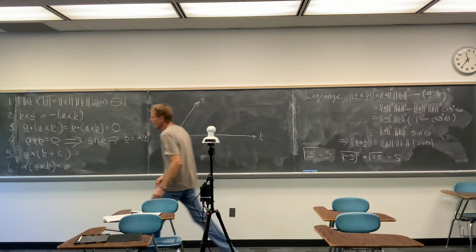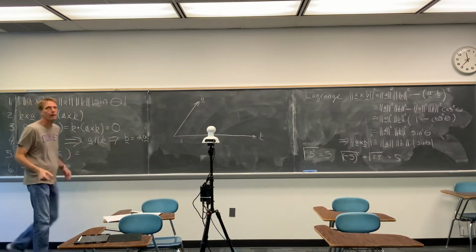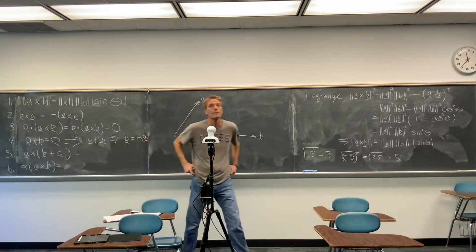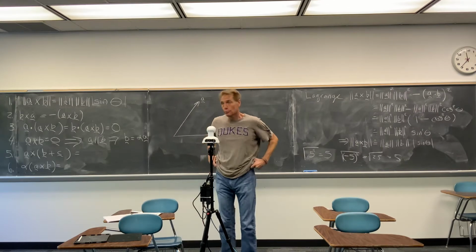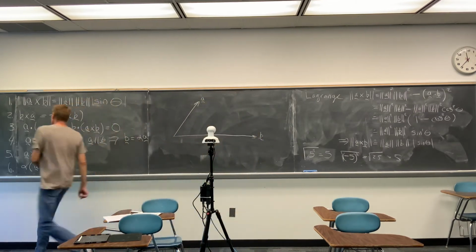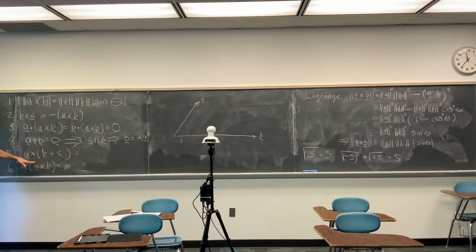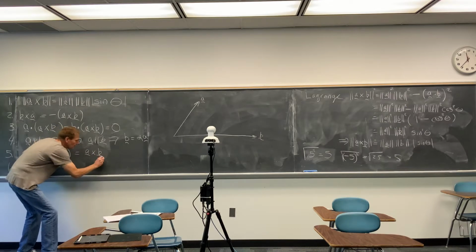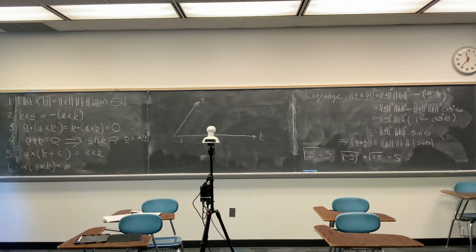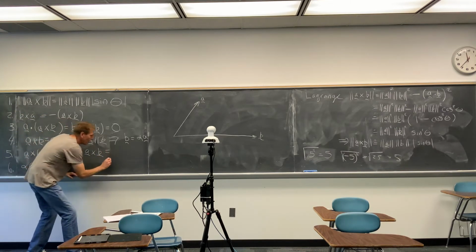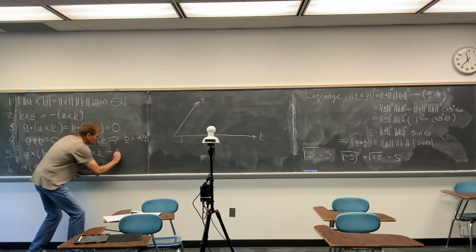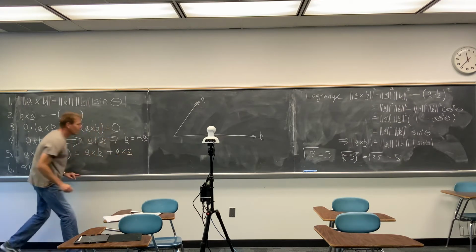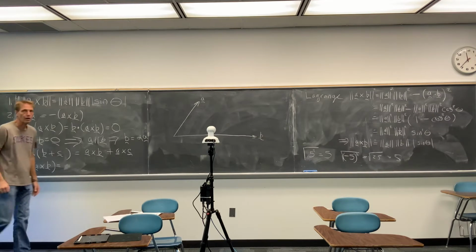I invested probably 20 minutes of the last class proving that the cross product is distributive. We've got a vector addition, and if I look at this, A cross (B plus C) is equal to the vector A cross B plus the vector A cross C.